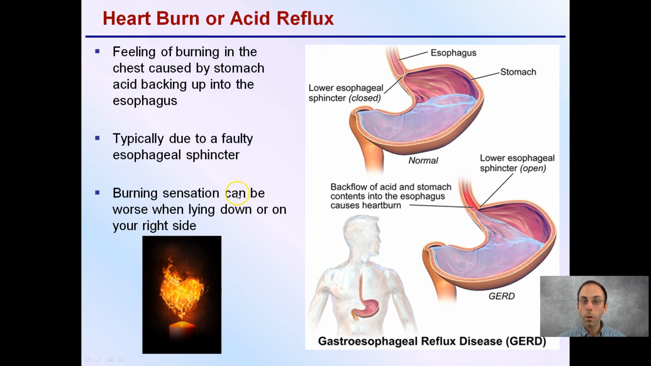Lastly, heartburn or acid reflux. What's occurring here, this strong acid, this burning feeling in the chest, is caused by the acid coming up the esophagus from the stomach. This is typically due to a faulty esophageal sphincter. You see here that acid's able to sneak its way up, causing that burning sensation. This occurs especially when you're lying down or when you lay on your right side. The reason why it's more important on the right side is that's kind of the way the stomach's oriented, and it's easier for those gastric hydrochloric acids in the stomach to kind of leak out that esophageal sphincter if it is in fact faulty.